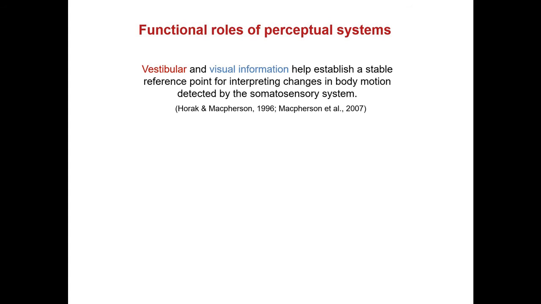When we look into the literature, we find further evidence regarding the particular specializations or functional roles that are played by the various perceptual systems that contribute to balance control. Vestibular and visual information is believed to help establish a stable reference point or reference frame for interpreting the movements of the body that are registered by the somatosensory system.